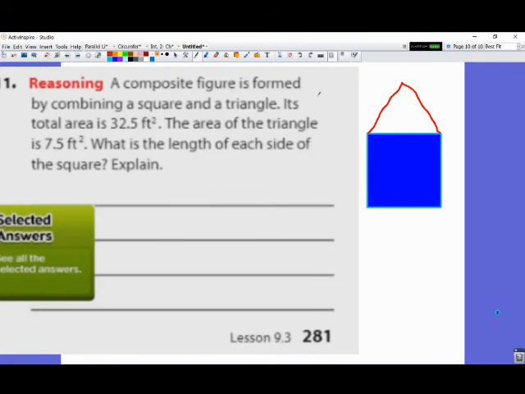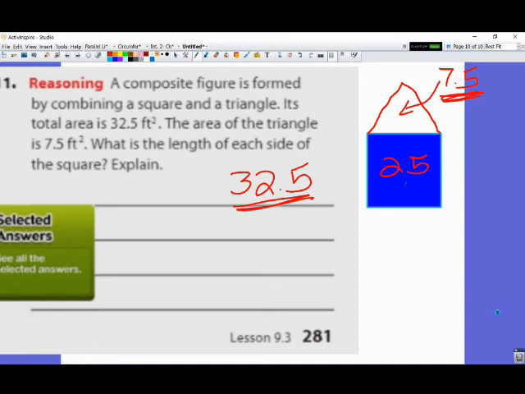A composite figure is formed by combining a square, which we have here, and a triangle. And the total area of the triangle and the square is going to be 32.5 square feet. The area of the triangle right here, this part, is going to be 7.5 square feet. What is the length of each side of the square? Well, if the triangle is 7.5 and together they add up to be 32.5, then that means this area must be 25, because 25 plus 7.5 is going to give me 32.5.